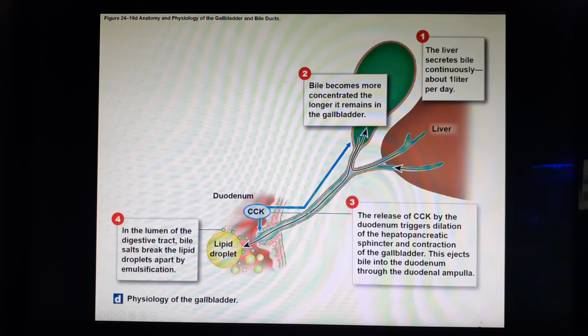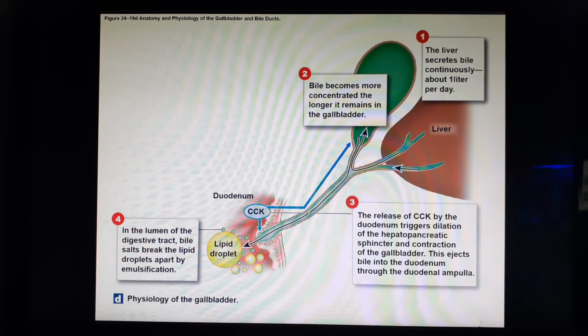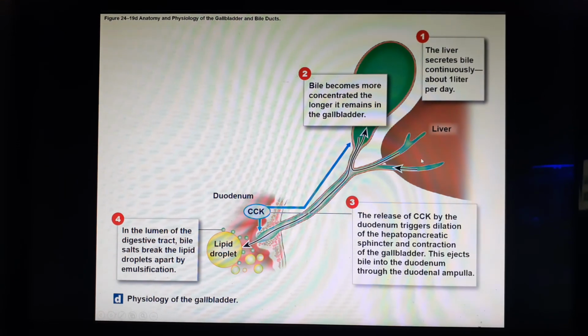Now, it's waiting for the food in the duodenum to arrive, and if there's a lot of fat in the food, then the enteroendocrine cells of the duodenum will secrete cholecystokinin. Cholecystokinin will go up to the gallbladder and the liver and tell them to release bile into the bile duct so that that bile can help break up the lipid droplets, the fat drops.